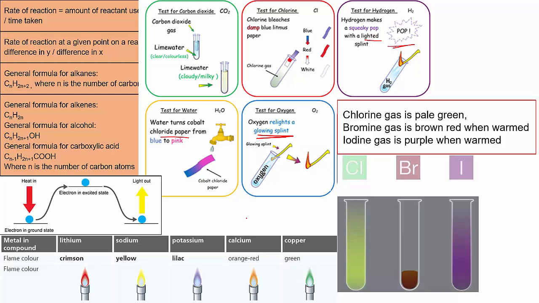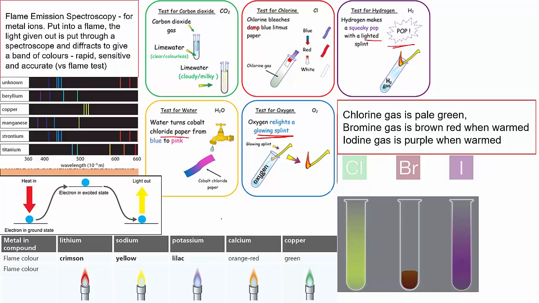You can get a piece of wire, a nichrome wire, a loop, with a solution that contains these metals, place it through a blue flame and look to see what colour the flame is. Those that are doing combined, keep an eye on the gases, the test for the gases and water, and of course those doing triple, keep an eye also on the flame test.